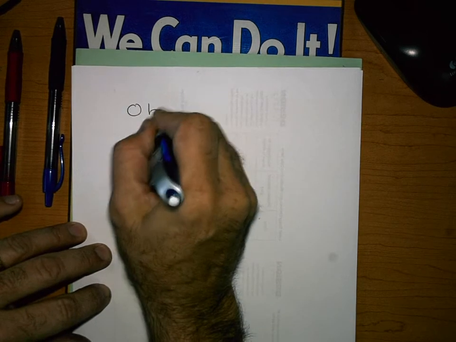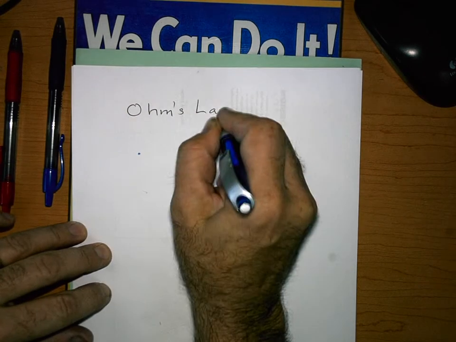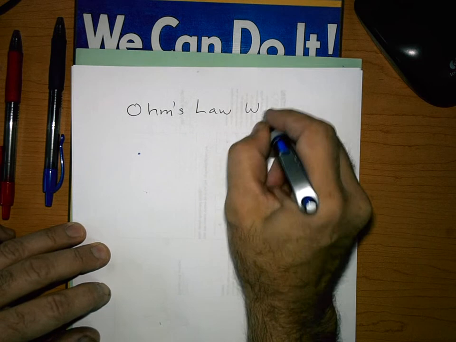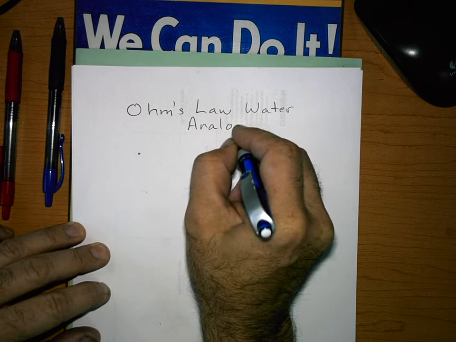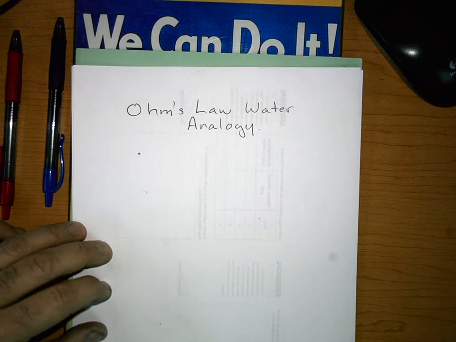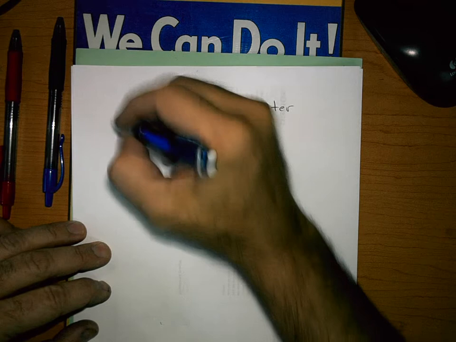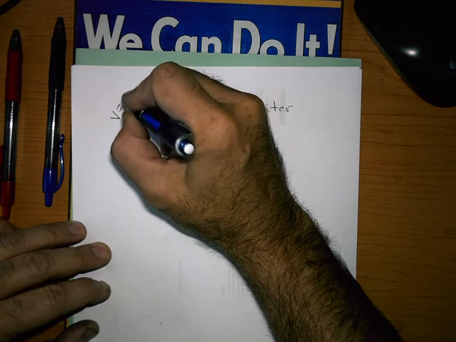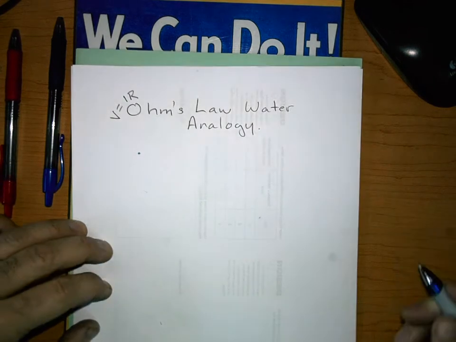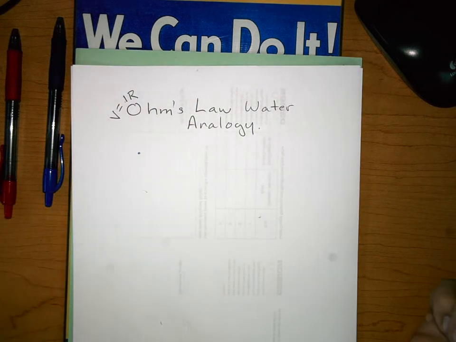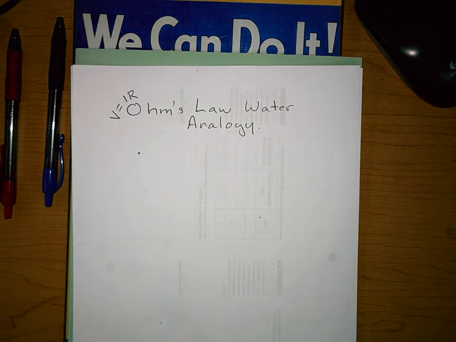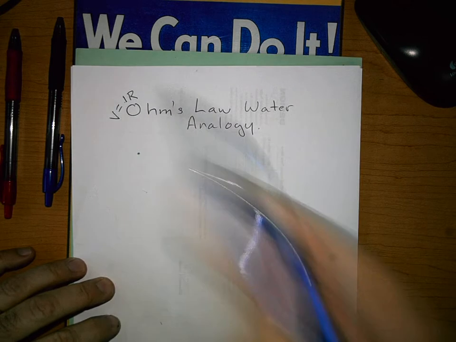I'm going to use black for the title. Ohm's Law water, you can put H2O if you like, water analogy. Okay, and Ohm's Law, remember, the version of it I like is V equals IR, because for me then, whenever I have to solve for either current or resistance, it's easier to rearrange them that way. But you don't have to do that. This is voltage equals current times resistance.